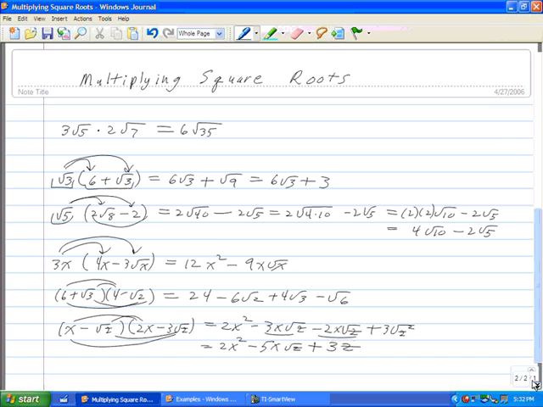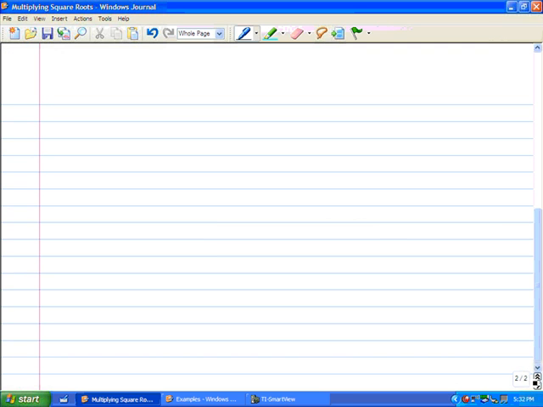Now, with this particular type of multiplication, there's some interesting things that can actually end up happening. If I was to take the square root of 5 plus 7 and multiply it by the square root of 5 minus 7, as you can see, the two things that are being multiplied are almost identical, except for one has a plus while the other one has a minus. Let's see what happens as a result of this.